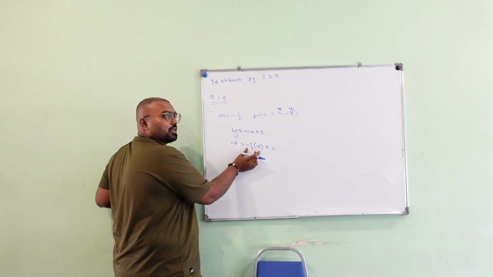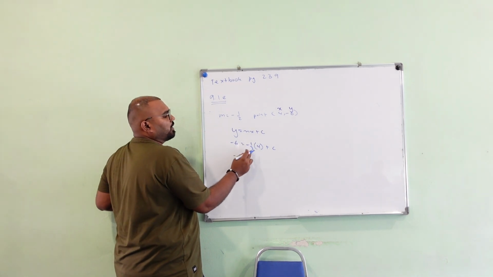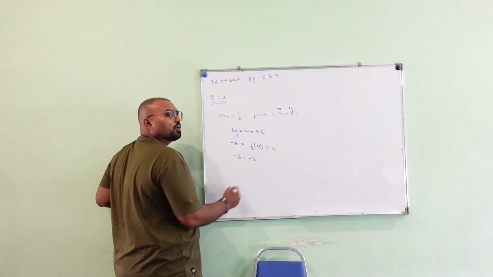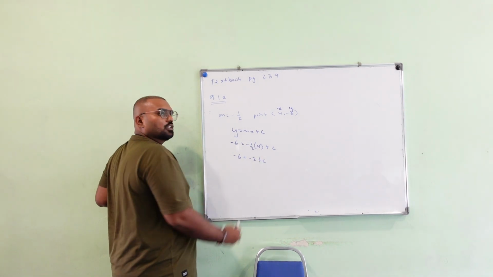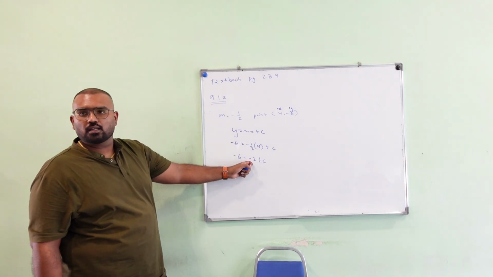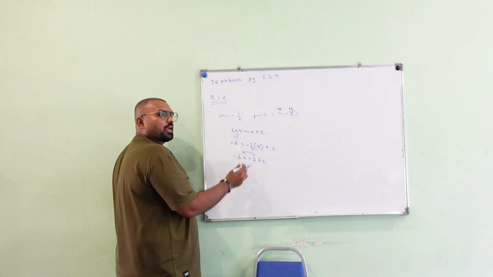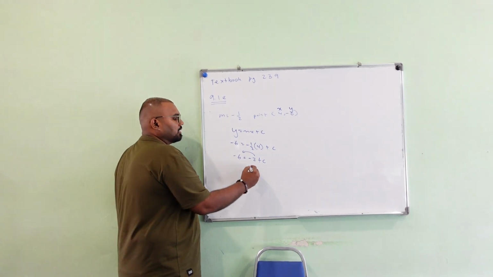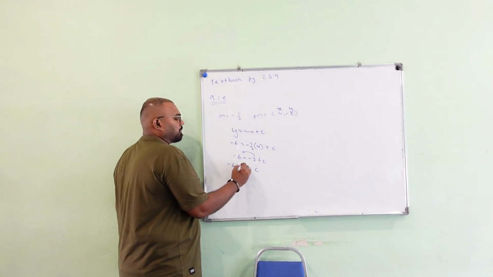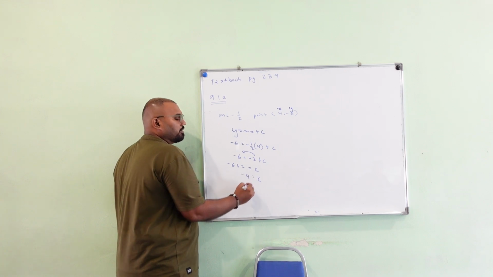You press this in the calculator. So negative 6 equals negative 1 over 2 times 4, you should get negative 2 in your calculator, plus c. So now we don't want the negative 2. Clear? So negative 2 from here goes here. Negative 2 comes here and becomes plus. So c equals negative 6 plus 2. c equals negative 4.